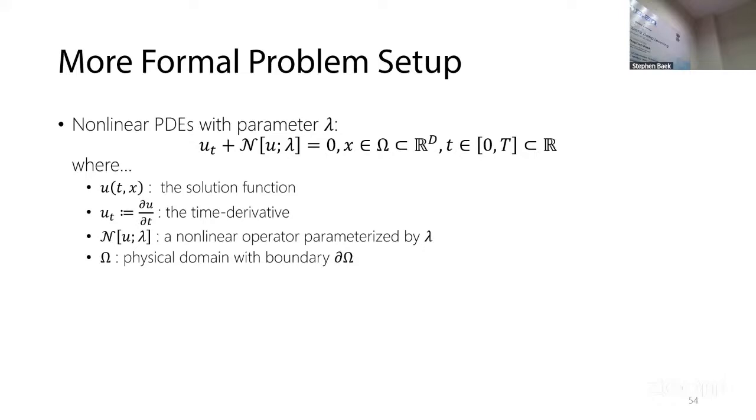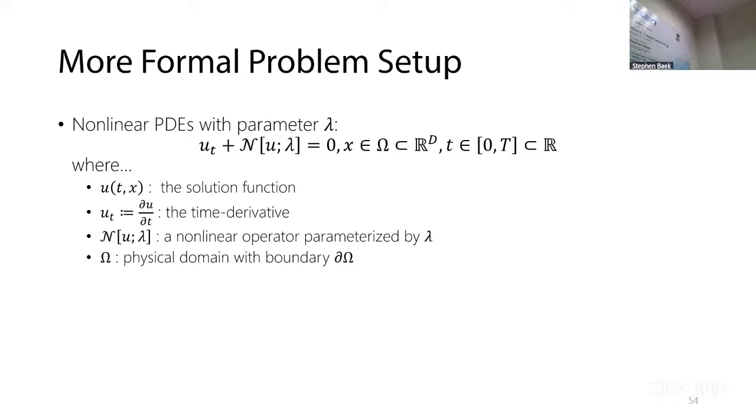The time variable t is another very important variable, because obviously we're talking about the time evolution of a physical quantity. We consider that the time t is defined in the interval 0 to T, which is a subset of the real line. Given that kind of PDE, we call u(x,t) the solution function. Now our goal is to find u that satisfies this relation.